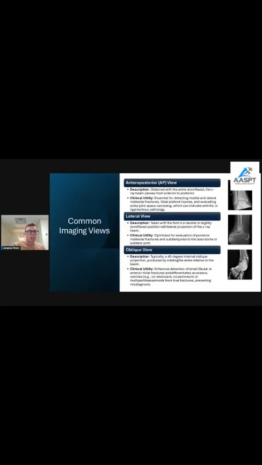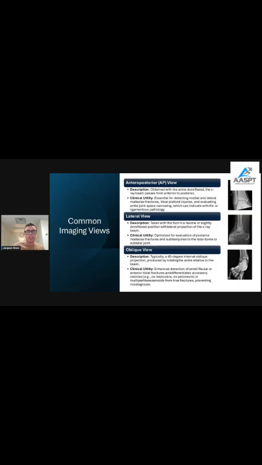Just highlighting some of the common imaging views. I'm not going to dive deep into these, but just to highlight them, I would say our most common is an anterior posterior view of the ankle. Looked to assess medial and lateral malleolar fractures, tibial flange injuries, and look at overall joint space narrowing, seeing if there's any indications of arthritis in the area.